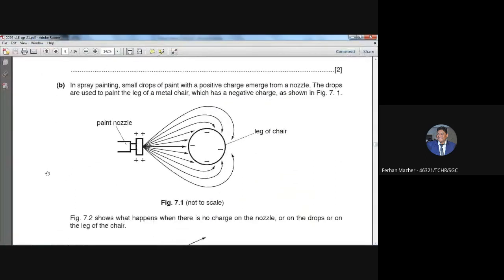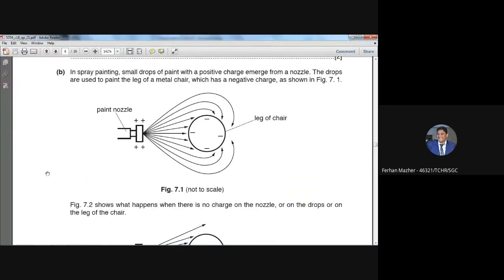Okay, on your screen, question number 7b part. In a spray painting, small drops of paint with a positive charge emerge from a nozzle. The drops are used to paint the leg of a metal chair, which has a negative charge as shown in figure 7.1. So you see what is happening here. The paint drops are coming out, the nozzle is positively charged, so the droplets will have positive charge and they are spreading around this leg, and that leg of the chair is negatively charged.